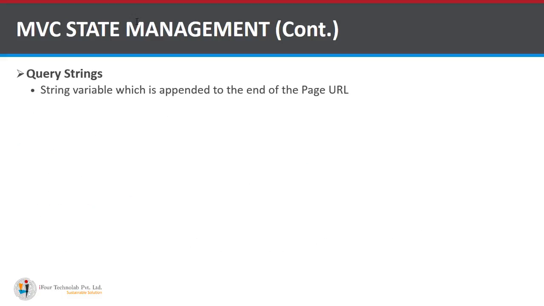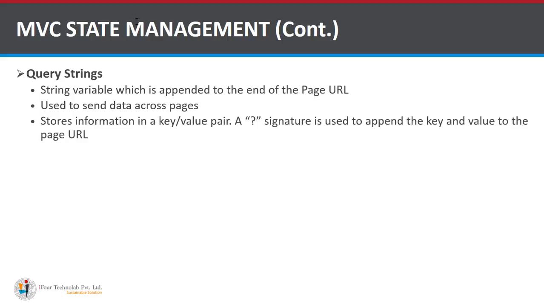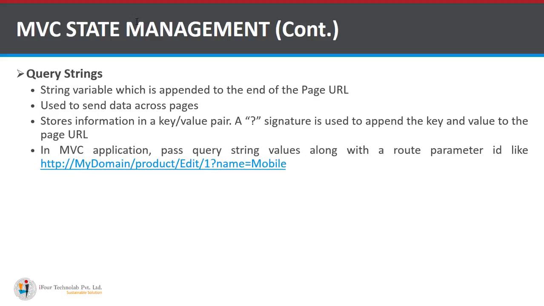Query strings are string variables appended to the end of the page URL, used to send data across pages and store information in a key value pair. A question mark sign is used to append the key and value to the page URL. For example, here you can see I pass the query string value along with a route parameter, ID, and name equal to mobile.